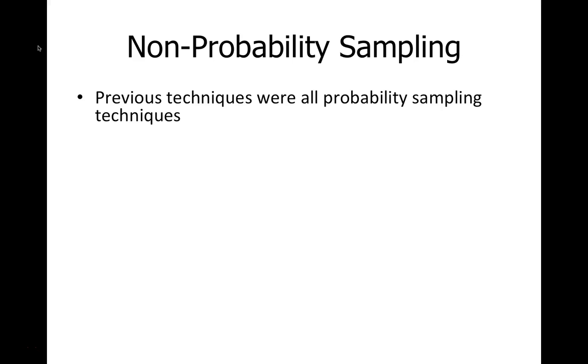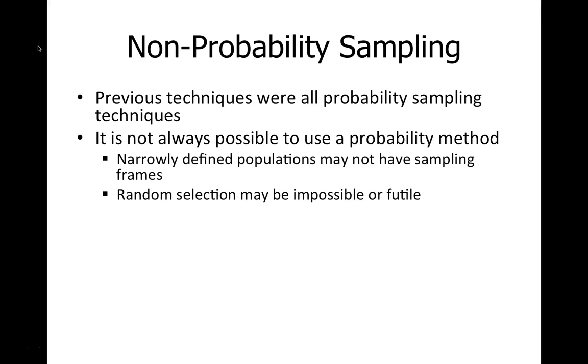In many situations, we're often engaged in non-probability sampling. So those previous techniques were all probability ones. It's not always possible to use a probability method. In fact, it's often very difficult to use a probability method. So these narrowly defined populations that we're looking at may not have sampling frames available to us, and random selection may be totally impossible or really ridiculous to try and think about.